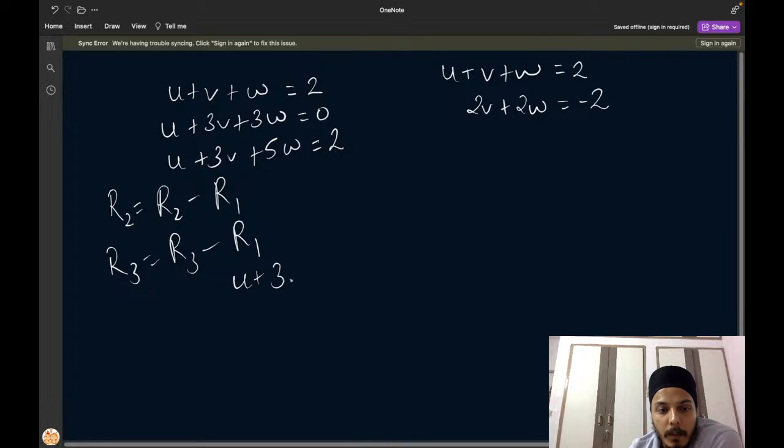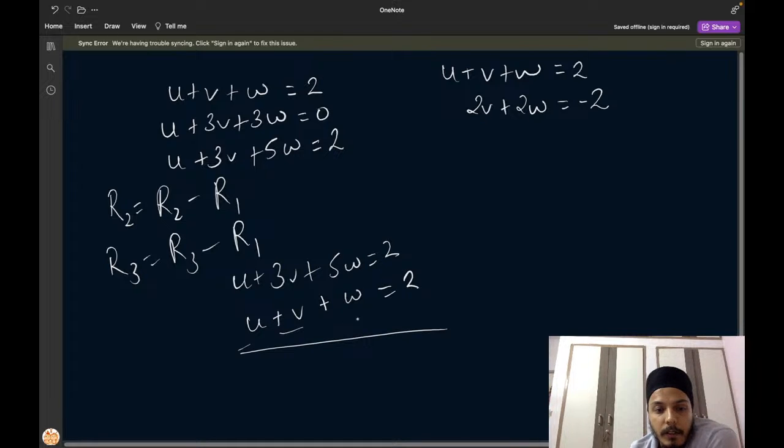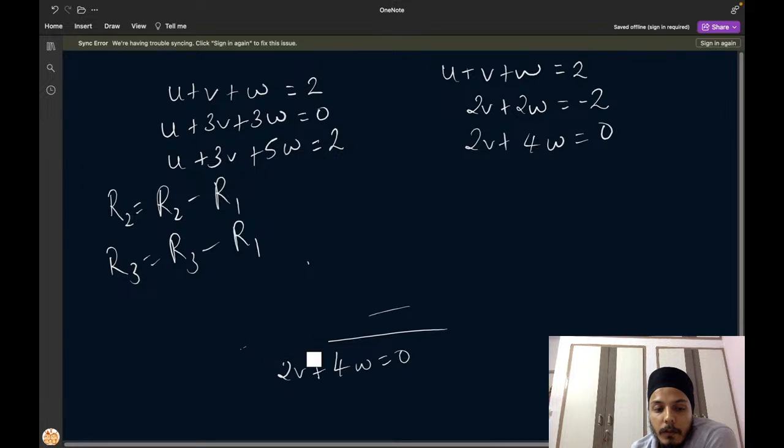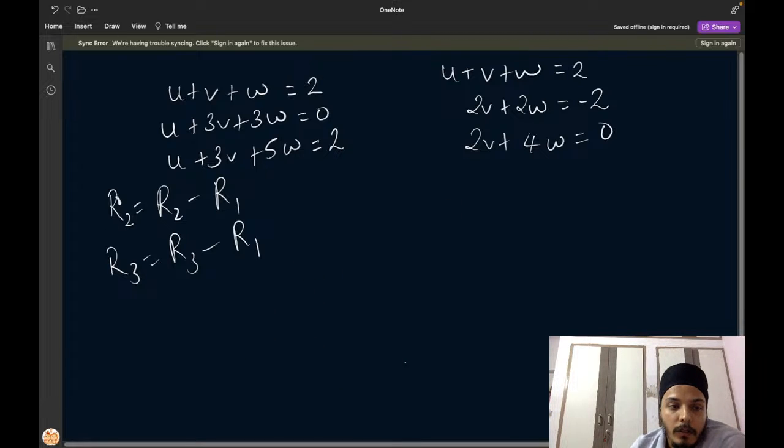So it is u plus 3v plus 5w equals to 2, and u plus v plus w equals to 2. We subtract this, we get 2v plus 4w equals to 0. Now the portion that we need to remove is the v variable from our third equation. The coefficients of v are same, so we will do another operation on the third equation. It will be nothing but r3 equals to r3 minus r2.